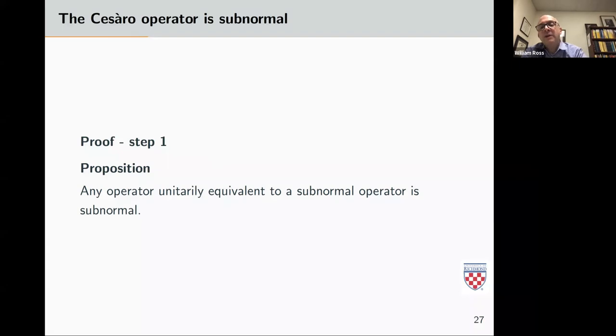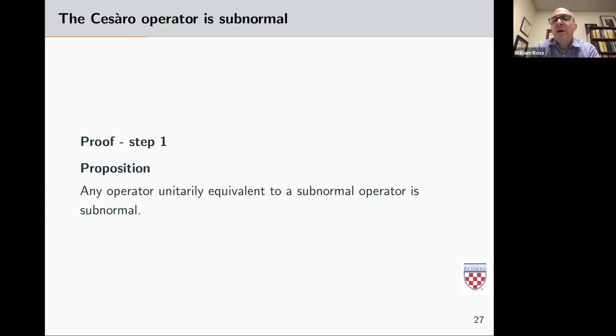So the hand-waving version of the proof of that: if I have a subnormal operator that's unitarily equivalent to a mystery operator, the subnormal operator has a normal extension, and it turns out you can extend the definition of the unitary operator so that it will carry the normal extension of the known subnormal operator to a normal extension of the mystery operator. Just write it down as a matrix and you'll see exactly what I mean.